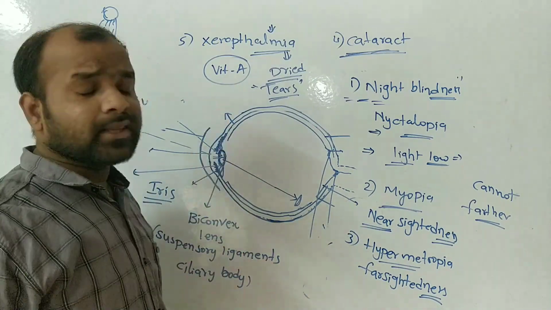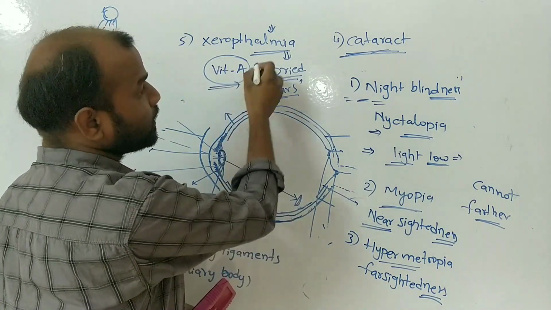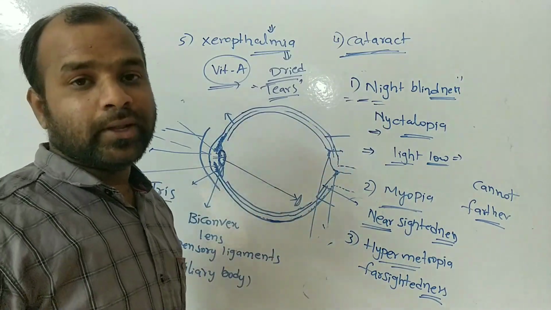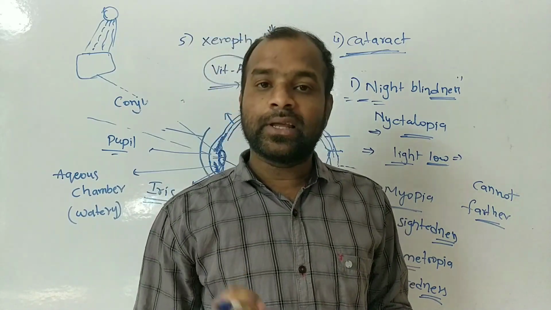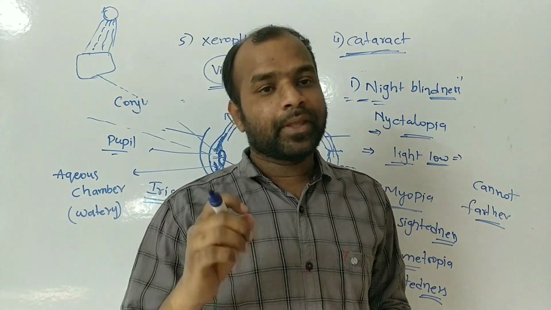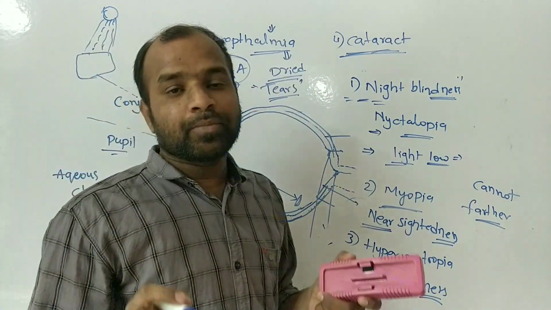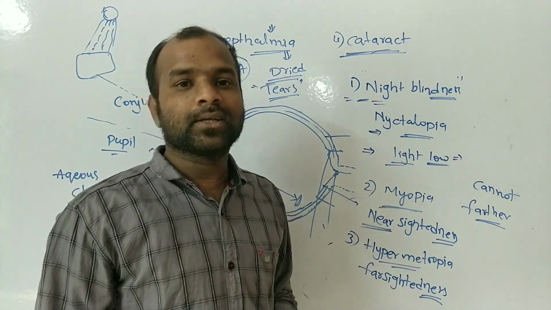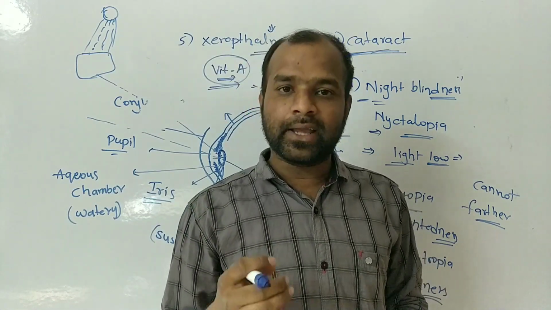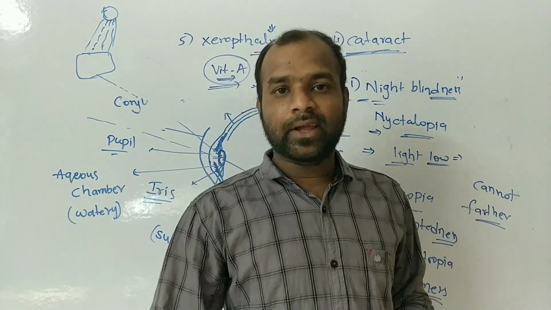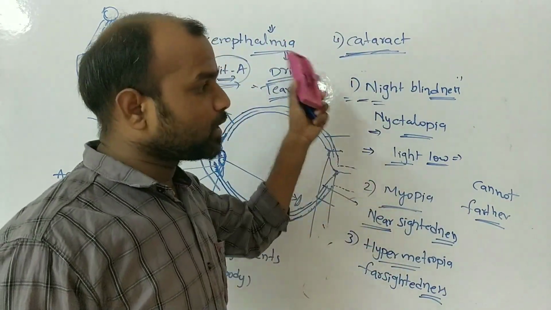By adding vitamin A to our diet, we can control these disorders. Vitamin A is highly rich in egg, fortified milk, fortified cereals, and leafy vegetables. By adding them into our diet, we can get more vitamin A and get rid of these particular disorders.